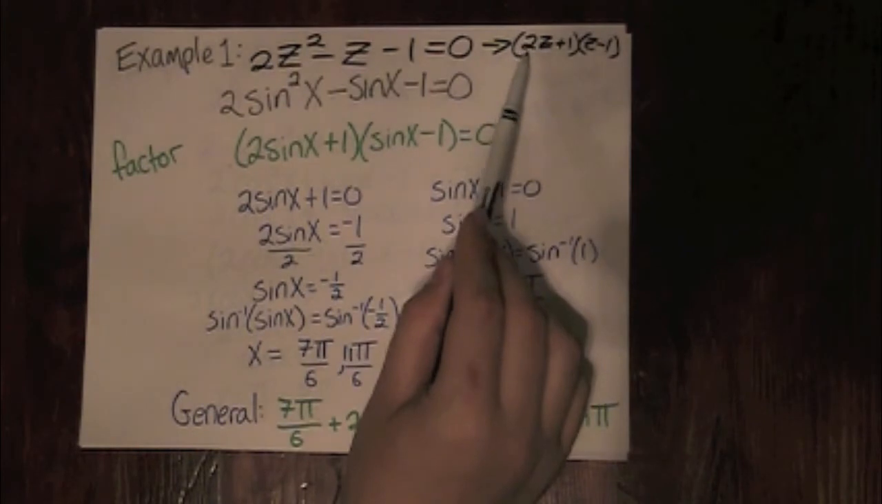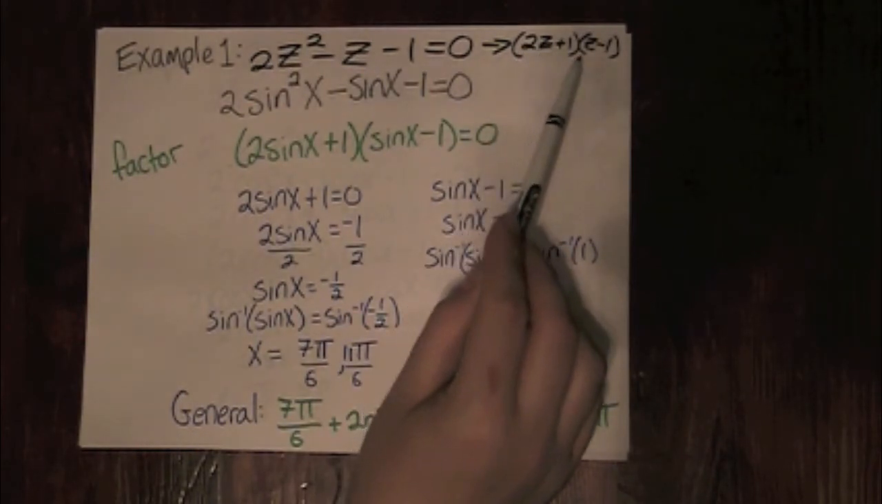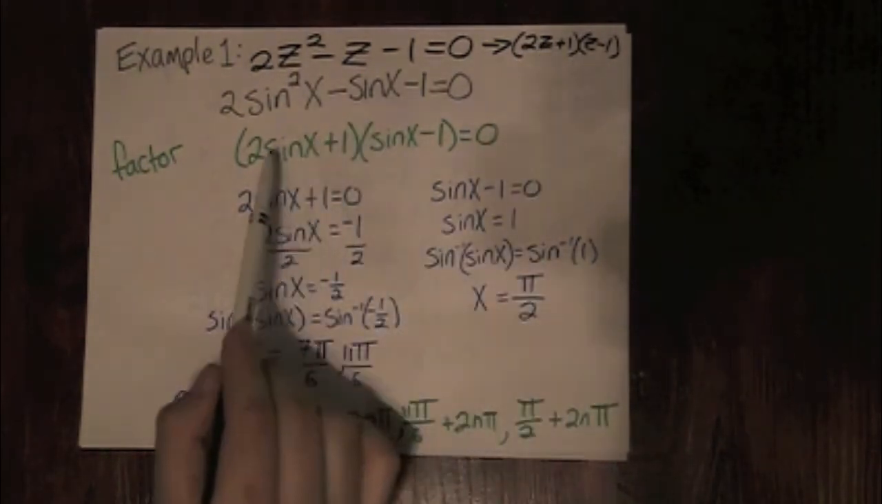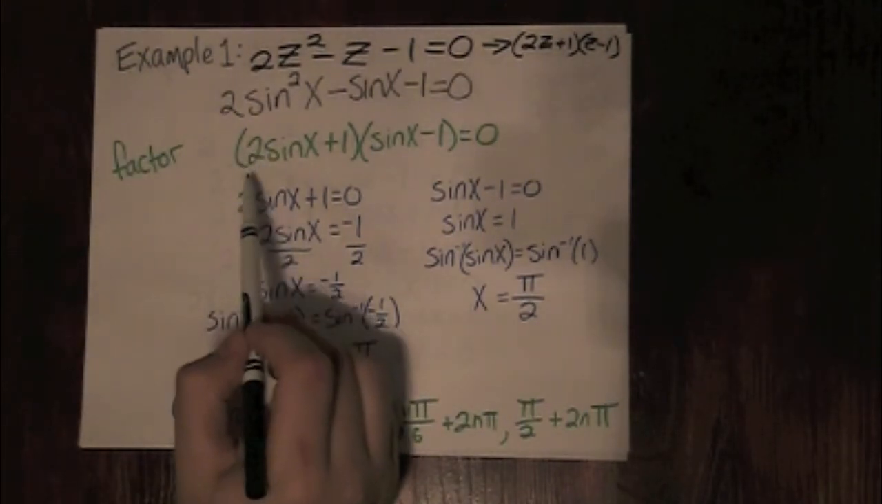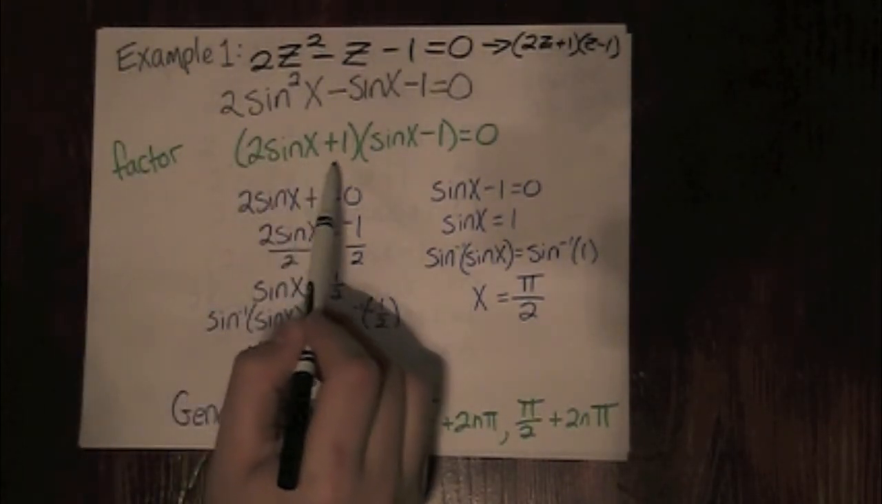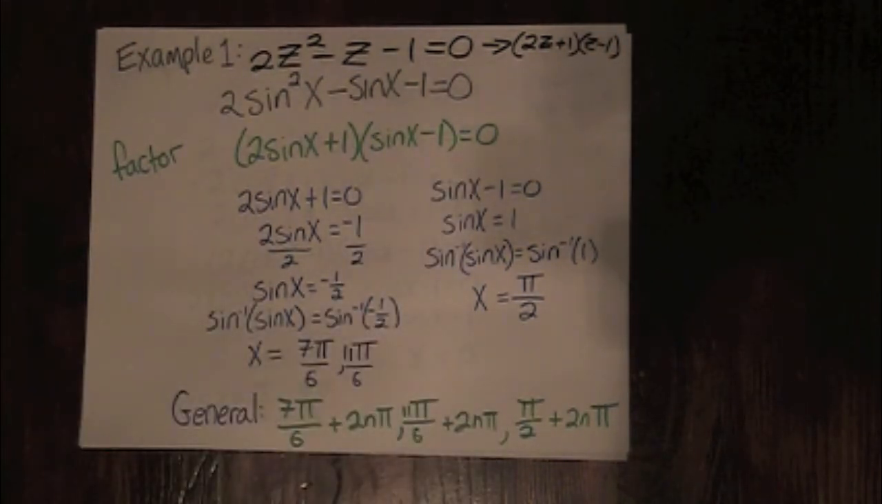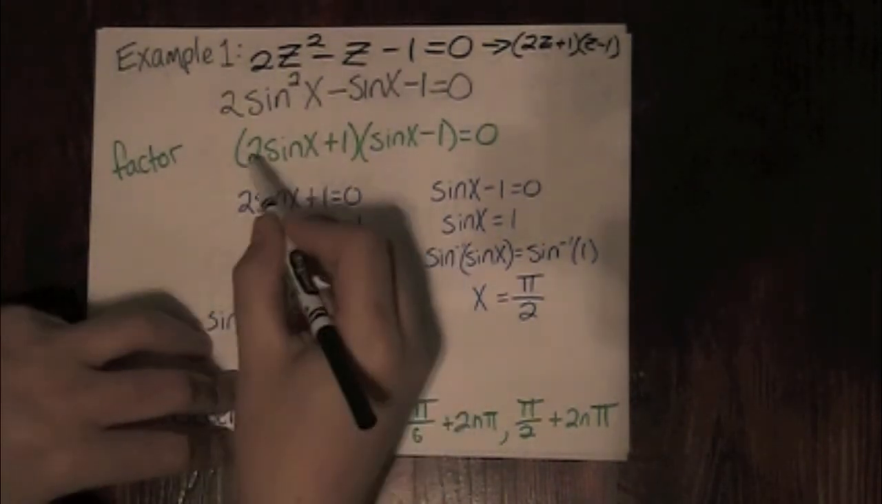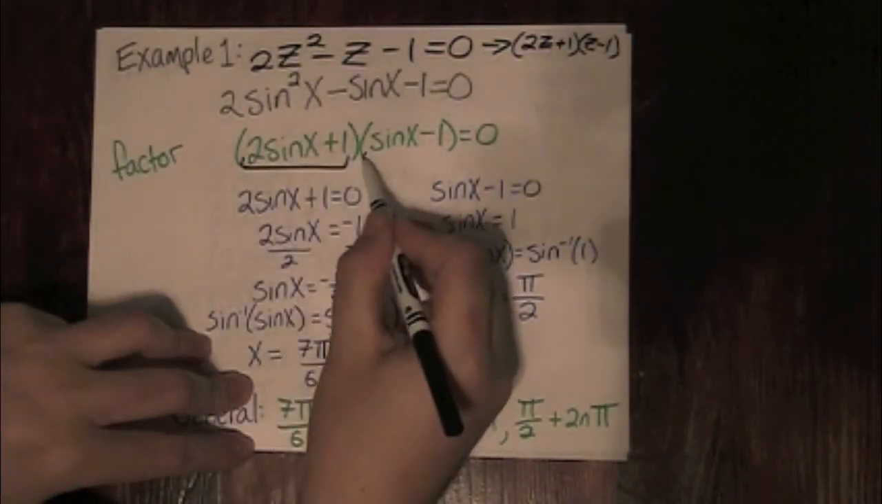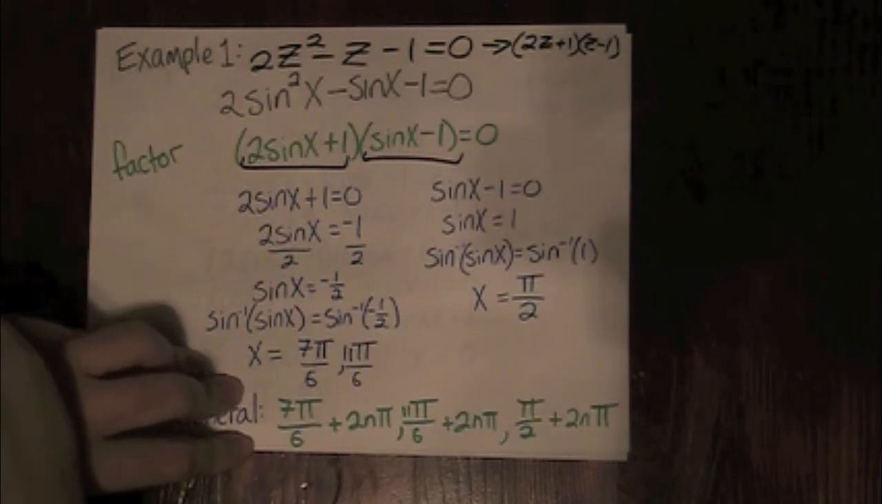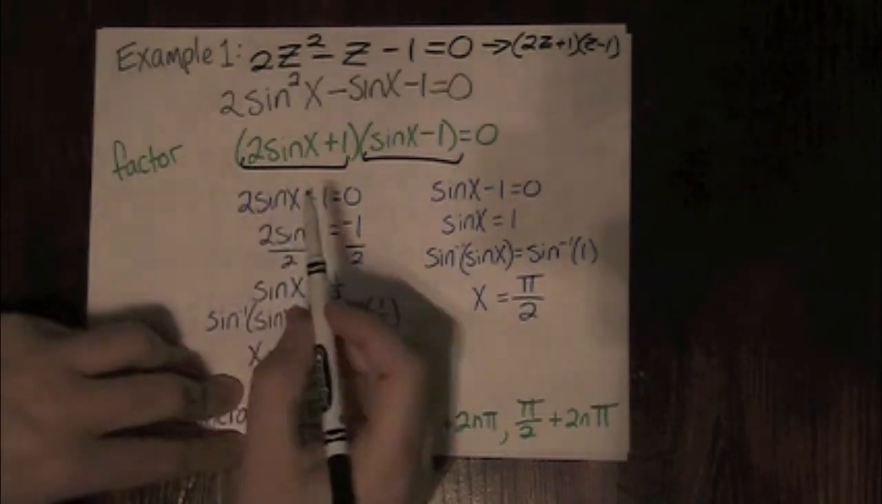So this could factor into 2z plus 1 times z minus 1. In terms of sine, we have 2 sine x plus 1 times the quantity of sine x minus 1 equals 0. From here, the equation gets a little bit easier. We're going to take a look at each of our terms and find some solutions for those.